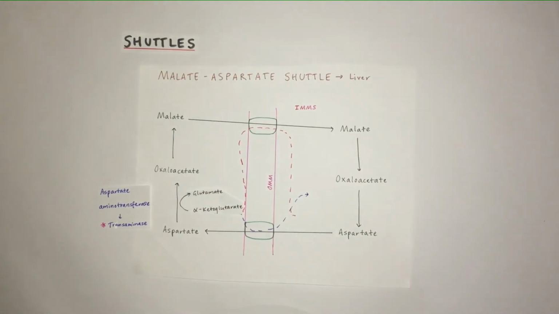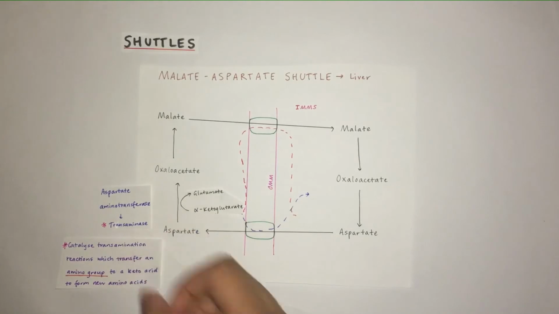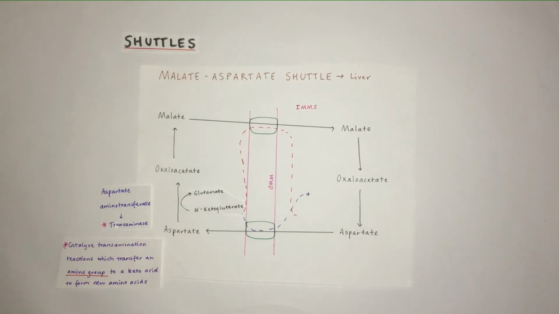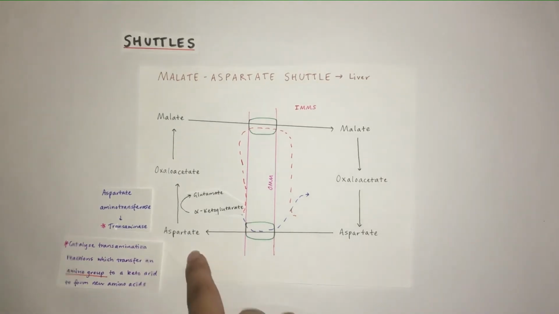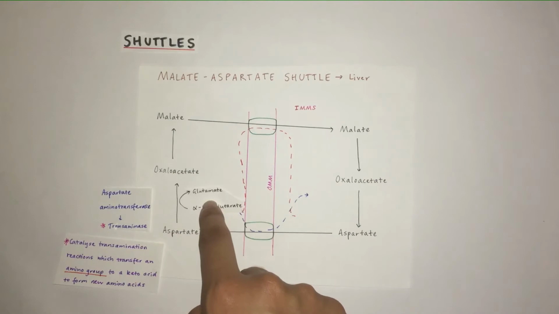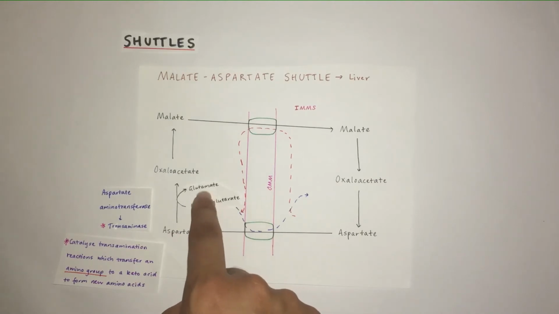So it's an aminotransferase, which is a type of transaminase enzyme. They catalyze transamination reactions, which transfer an amino group to a keto acid to form new amino acids. So that's what's happening in this dynamic process, and that's why it looks a bit different to some of the other reactions you might have seen in biological chemistry. There's a transfer of amino groups going on between these four chemicals. So we've got a transfer there.